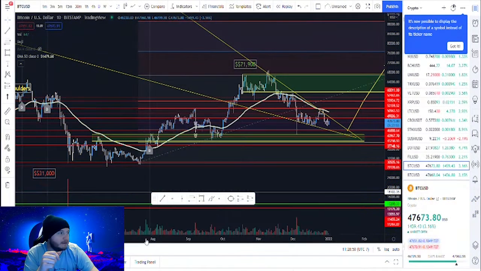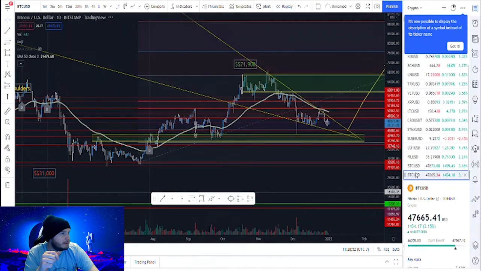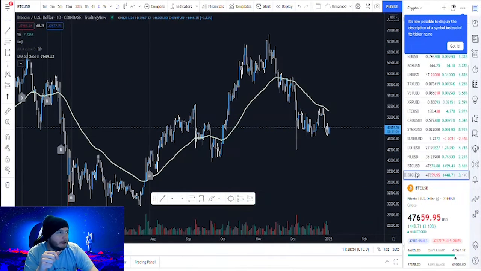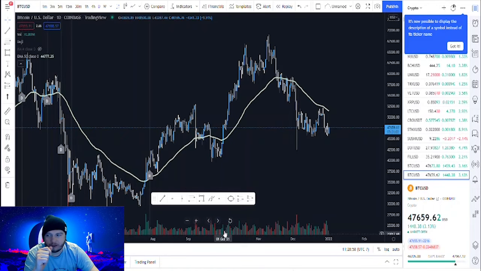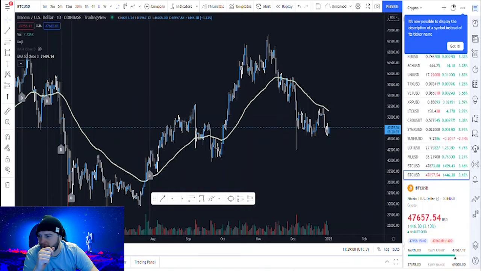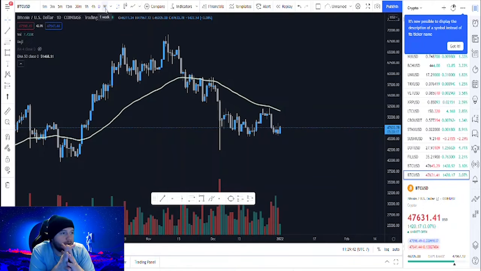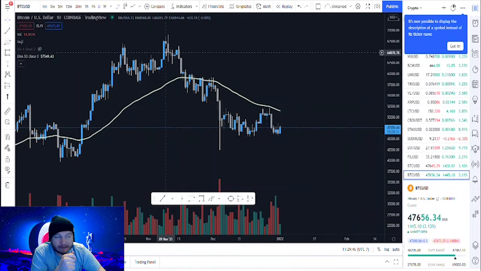All right, so here's my messy chart. Let's get a nice clean chart here. All right, here's Bitcoin from Coinbase. What we want to do here is check out a few things. We are on the daily chart, so every candle here represents a day.